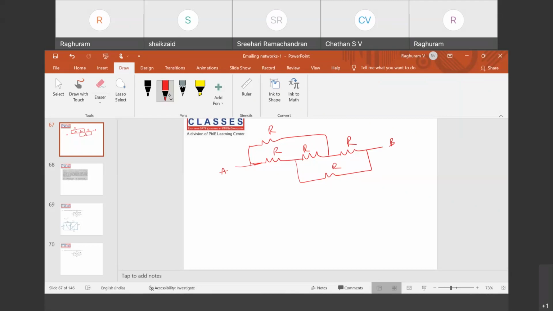Any answers? R. So how? Applying the Wheatstone bridge. R by 2 and R by 2 in series. Everyone able to see it's a Wheatstone bridge, right? It's a Wheatstone bridge.